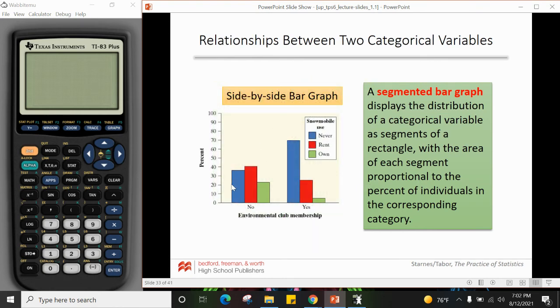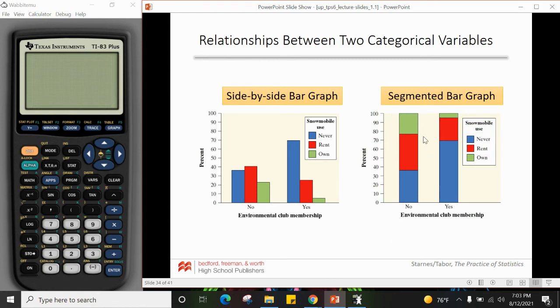So a side by side. Here you have environmental club no or yes, and then the colors or the different bars here, blue, red, and green, are the percentages that fall into this category of no. And this group is the same that fall into the category of yes. A segmented bar graph is instead of putting these bars on the side of each other, they're going to stack them. And this is why the key on the left is really important, and we're talking about percentages here. Notice that this is 100% of no and 100% of yes.